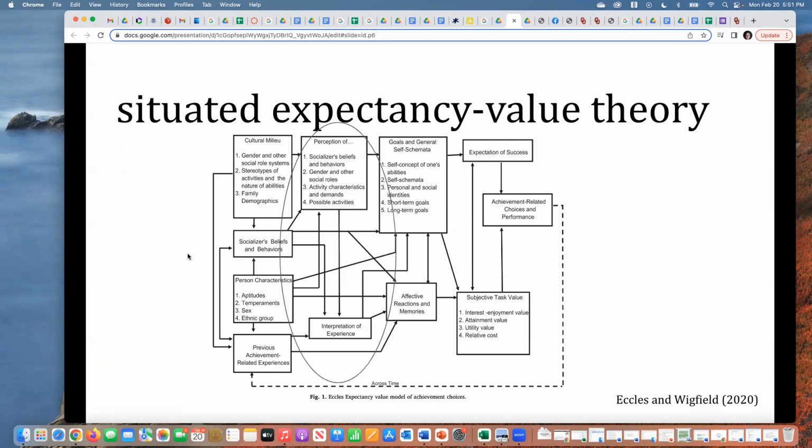So the bottom line from the second column is that it's not only these contextual experiences and considerations that matter, but also students' perceptions and interpretations of those experiences. According to situated expectancy value theory, or SEVT, as I may refer to it throughout this recording, these interpretations are important predictors of the goals that students develop and also their affective reactions to those interpretations and perceptions.